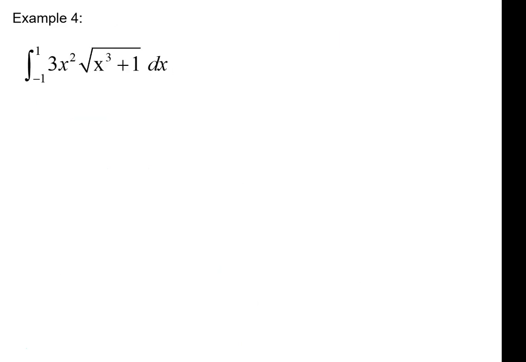We've got the integral of 3x squared times the square root of x cubed plus 1. We're going to go from -1 to 1. So think about what you're going to use for u. U should be x cubed plus 1. The derivative will contain an x squared. Actually, the derivative contains 3x squared, which is perfect because I have a 3x squared in the front, times dx.